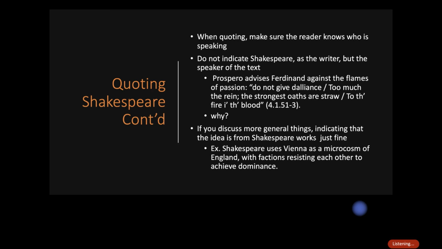So we need to, as a writer, be conscious of the fact that the reader needs to understand who's saying what. And if you discuss more general things, stuff about the early modern period, stuff about the play more generally, you can say that Shakespeare indicates it, right? For example, Shakespeare uses Vienna as a microcosm of England, with factions resisting each other to achieve dominance, right? Because that's about the play as a whole rather than a particular quotation or particular individual.